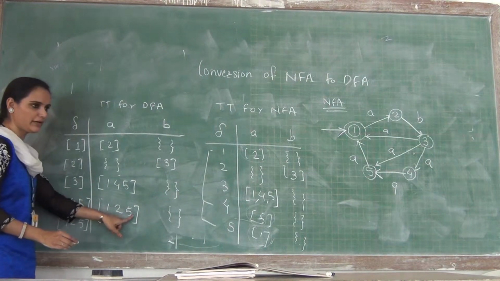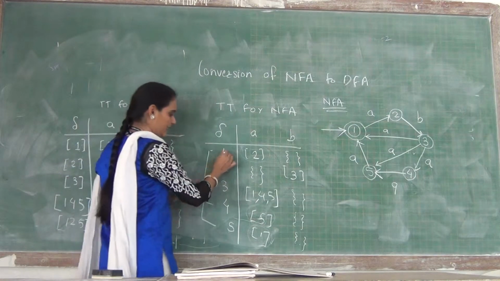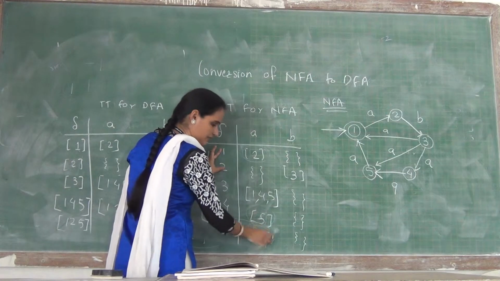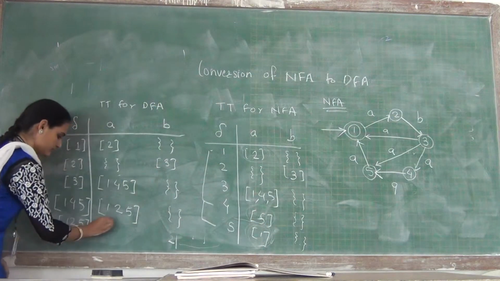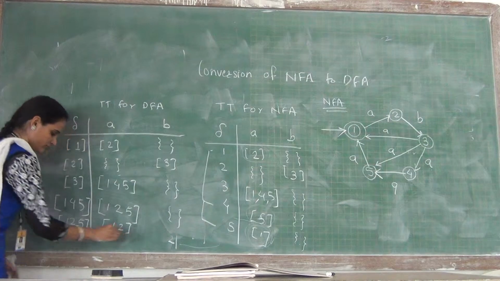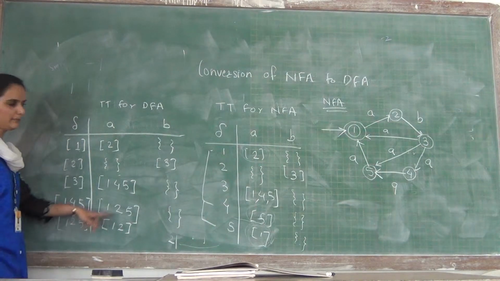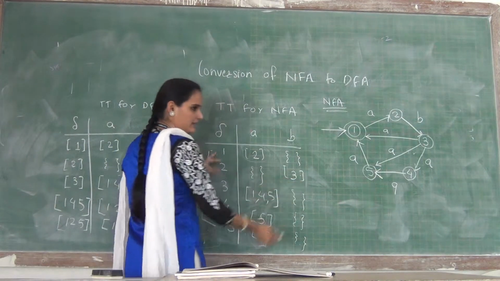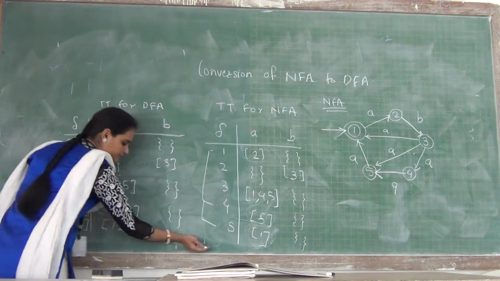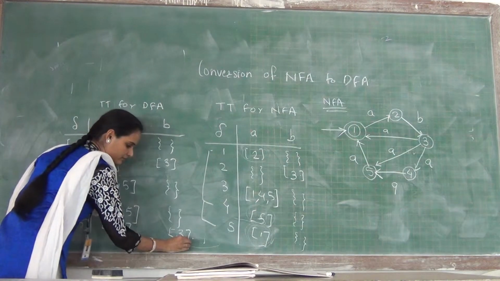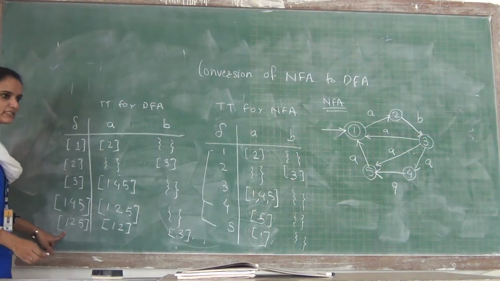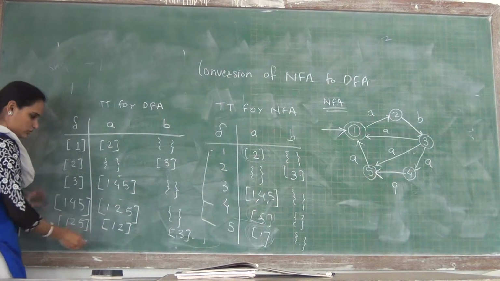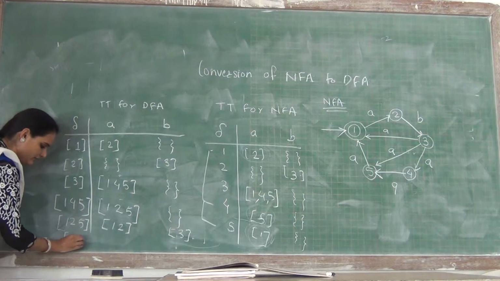So 1, 2, 5 on A. 1, 2 and 5. So 2, 1 means 1, 2. And 1, 2, 5 on input B it goes to B. So the next state is 1, 2. This one is over, 1, 2, 5. This state is over. So the next state is 1, 2.